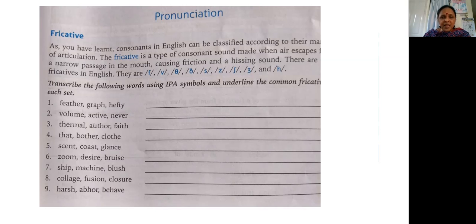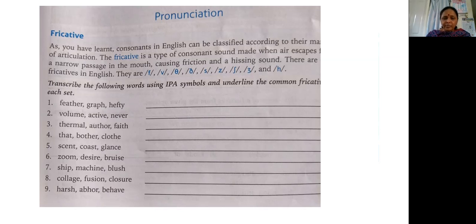Zoom, desire, bruise. Ship, machine, blush. Collage, fusion, closure. Harsh, abhor, behave. You have seen that each set of three words has that particular phoneme of a fricative sound in it. Now you have to underline the letters where that sound is pronounced and do a phonetic transcription.